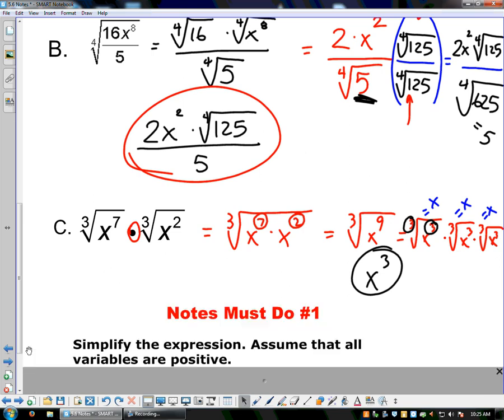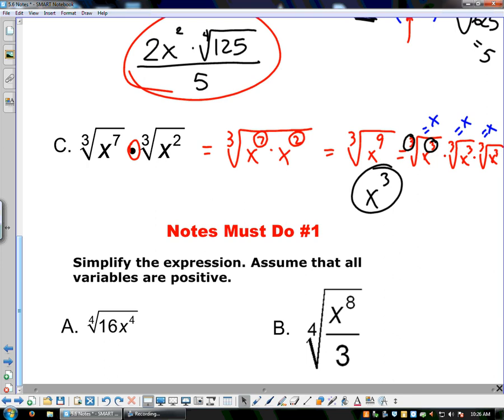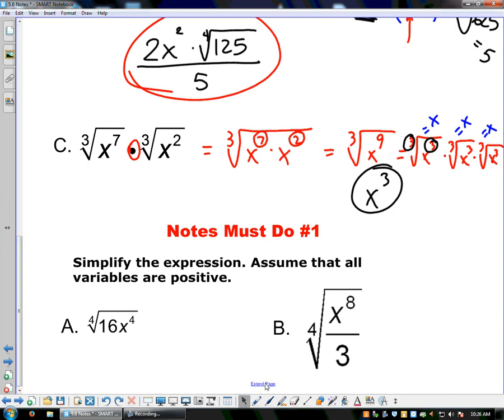All right, and time for a notes must do. Notes must do number 1 is actually two problems for you. I would like you to simplify the expression and assume that all variables are positive. So you're going to start with this one, the 4th root of 16x to the 4th, simplify that, and then the 4th root of x to the 8th over 3.